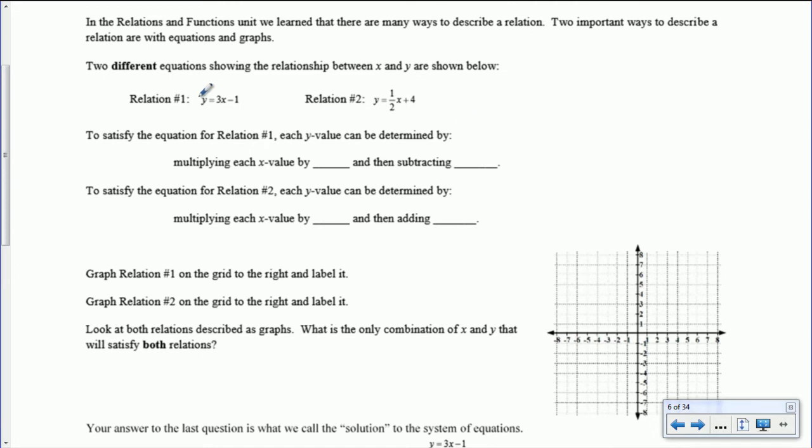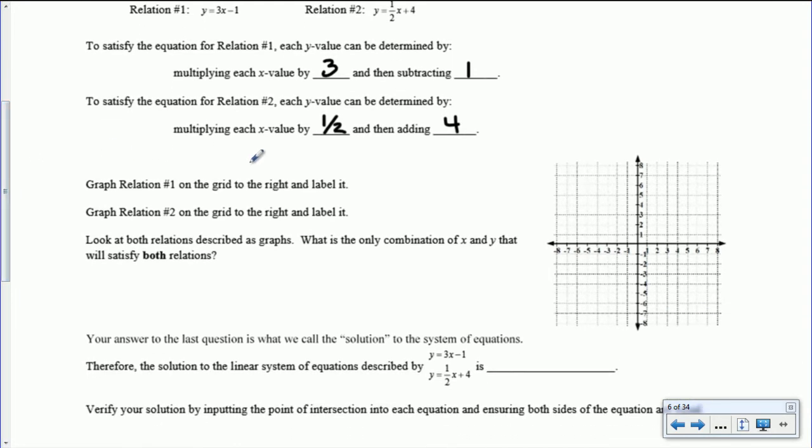Relation number 1, y equals 3x minus 1, and relation number 2, y equals 1/2 x plus 4. So to satisfy the equation for relation 1, each y value can be determined by multiplying each x value by 3 and then subtracting 1. And to satisfy relation number 2, we multiply each x value by 1/2 and then add 4.